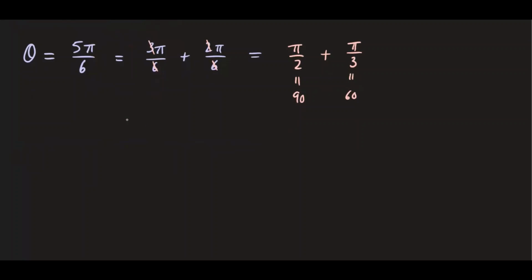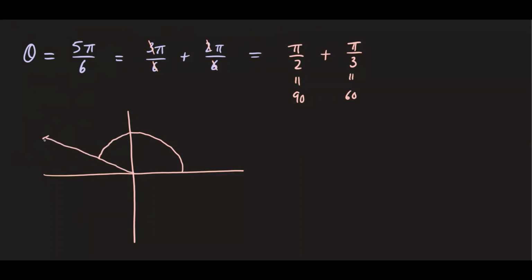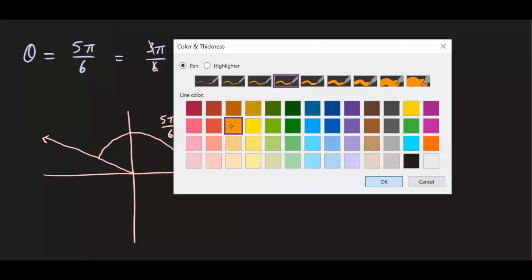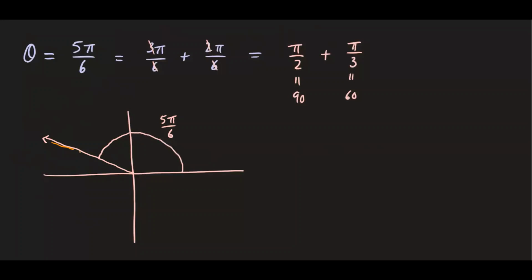So now let's draw it. We know 90 is right up here, and 60 just a little bit more. So that's the angle we have. This is 5 pi over 6. Now we need to find the reference angle for this. So we know the reference angle in the second quadrant is this piece right here. So we have this as our reference angle.